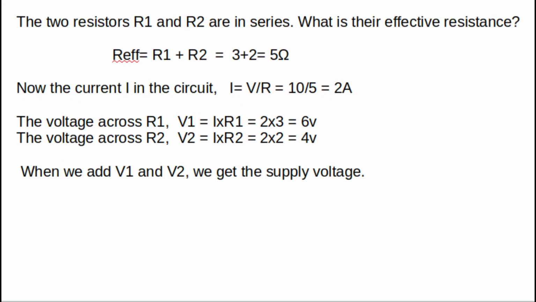We will see it. V1 is equal to I into R1. Substituting the values of I and R1, 2 into 3, it is 6 volt. Similarly, the voltage across R2, this V2, is equal to I into R2. So it is 2 into 2 equal to 4 volt.